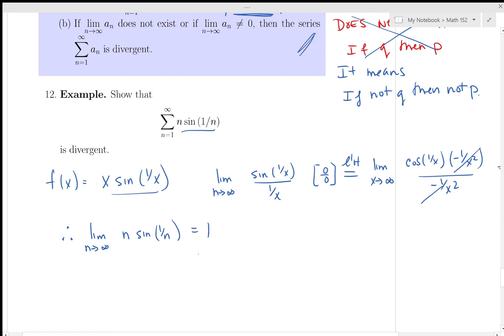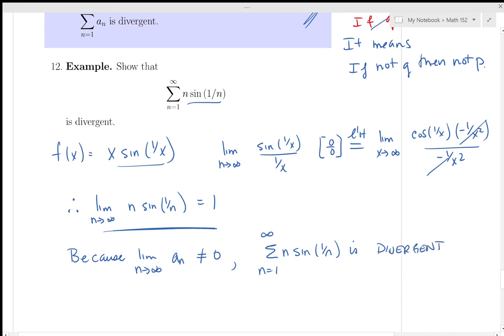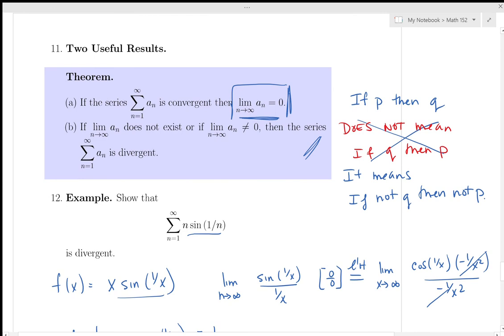Okay, so this right here is telling me that this series is divergent. Because the limit as n goes to infinity of a_n is not zero, the sum from n equals 1 to infinity of n sine 1 over n is divergent. So I used the if-not-then-not model here. It says if the series is convergent, then the terms have to go to zero. If the terms in a series do not go to zero, then the series is not convergent.